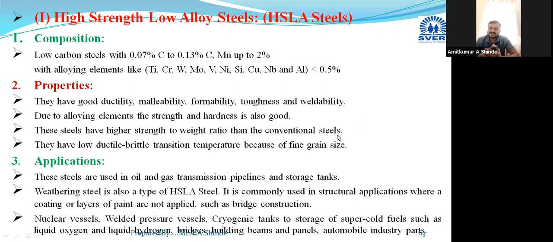Then this HSLA steel, sometimes it is also known as weathering steel, because it is used for the construction of bridges, and these bridges are made without any coating or paint on it. Some bridges are made from HSLA steels only, and due to their specific applications they are termed as weathering steel. Without any coating or layer of paint, they will provide the required better properties. That's why they are used for bridge constructions.